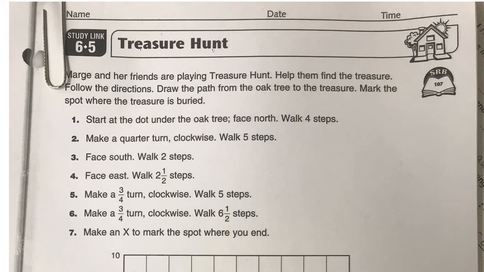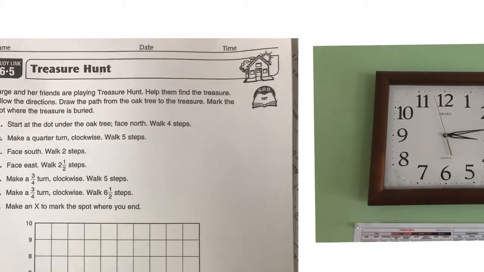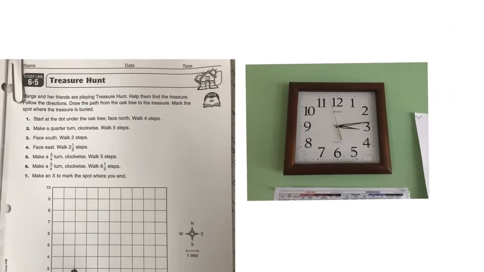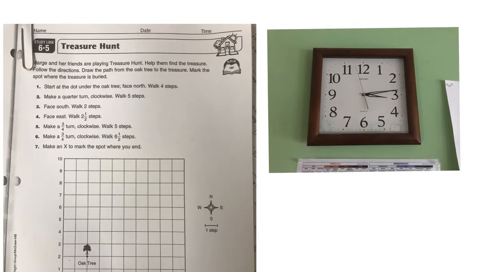Okay, let's look at this Study Link 6.5 treasure hunt for 4th grade. And we are using our knowledge of grids and directions and turns to find a treasure buried on this map down below. But there's a couple things we need to figure out first for this. And the first one is when they have here words like clockwise, what does that mean?